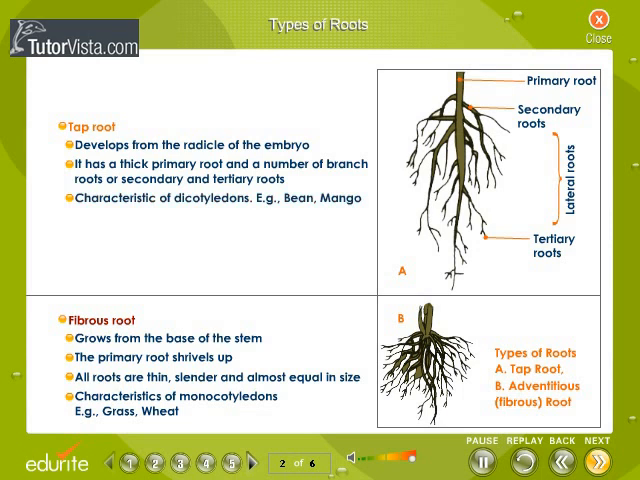Fibrous root system. Fibrous root grows from the base of the stem. The primary root shrivels up. All roots are thin, slender, and almost equal in size. It shows the characteristics of monocotyledons. Grass and wheat plants have fibrous root system.